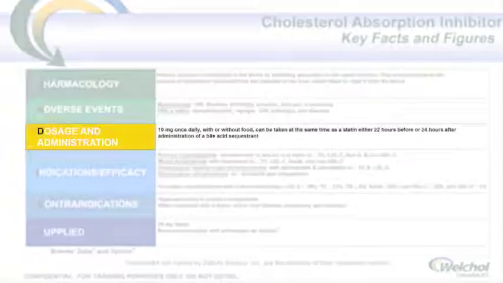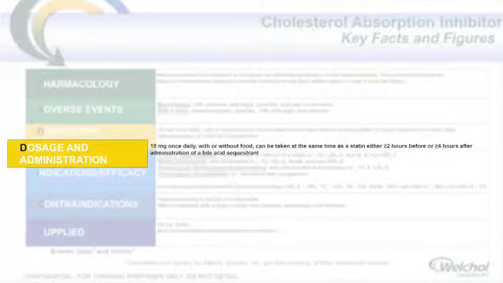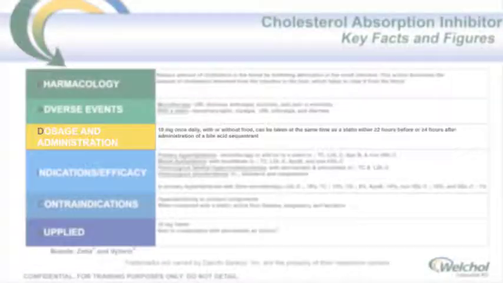Zetia comes in 10 milligram tablets taken 1 tablet once per day, with or without food. It can be taken at the same time as a statin and should be taken at least 2 hours before or more than 4 hours after administration of a bile acid sequestrant. Other drug interactions include cyclosporin, fenofibrate, fibrates, cholestyramine, and warfarin. Zetia is not recommended for patients with moderate or severe hepatic impairment.